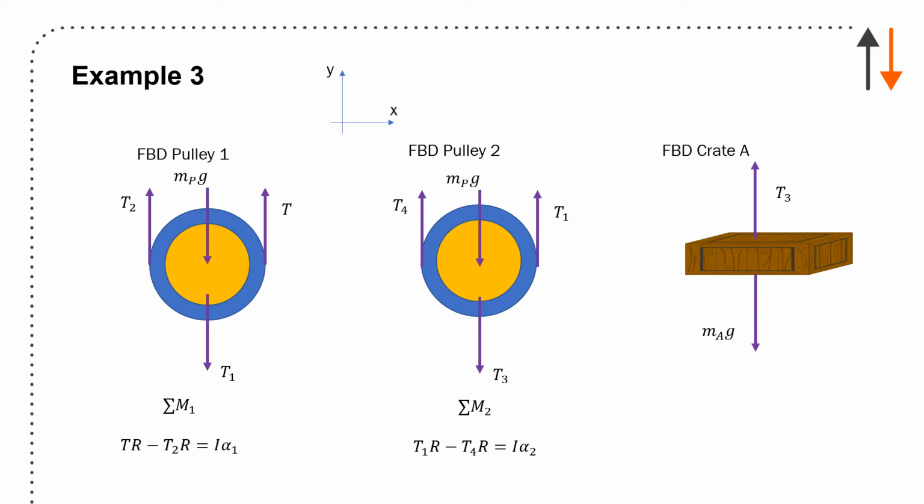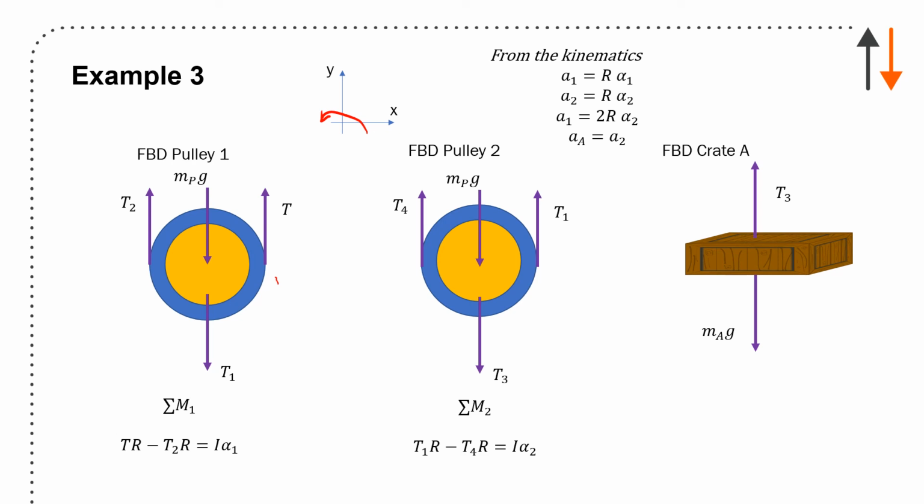I have to look at the moments. As usual, I have forgotten to put in part of my diagram, but there it is. Positive is the counterclockwise direction as a convention. So TR minus T2R equals I alpha 1. For pulley 2, T1R minus T4R equals I alpha 2. So there we go, that's everything. There are no moments about the crate because everything goes through the center of mass.